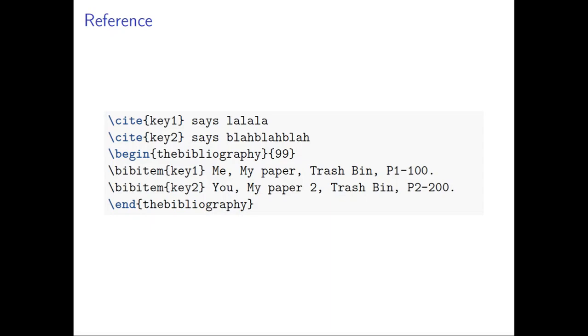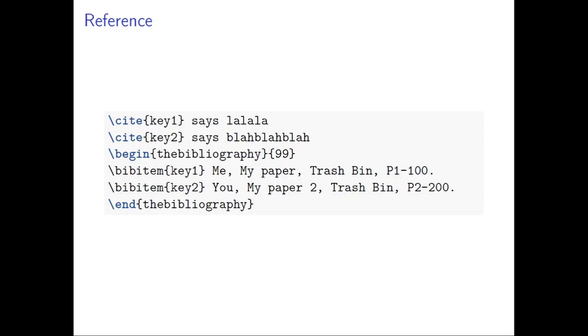So the first line says cite, and then the key will be the key that can be found in the reference list, in line 3 to line number 6. So the first line says key 1 said blah blah blah, and key 2 says blah blah blah, and then you just need to define what key 1 and key 2 are, and then you do the begin the bibliography with a bracket 99.